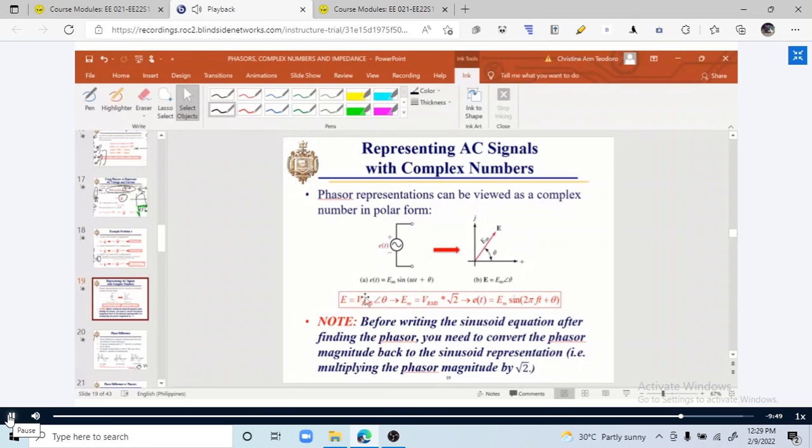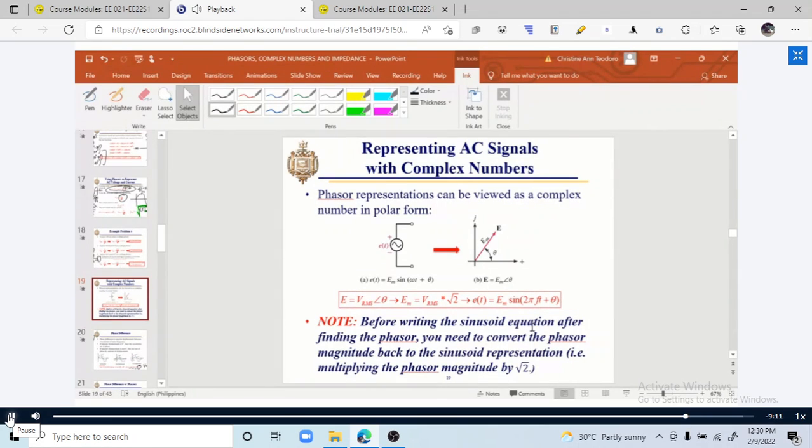So once you have already gotten the VRMS value, and you have come up with your phasor domain format, that is VRMS angle theta, you will again convert back your VRMS to your VM. Now how will you do that? Of course, you will multiply your VRMS by the square root of 2. So you will again be going back onto the original format. That's what I was telling you a while ago.